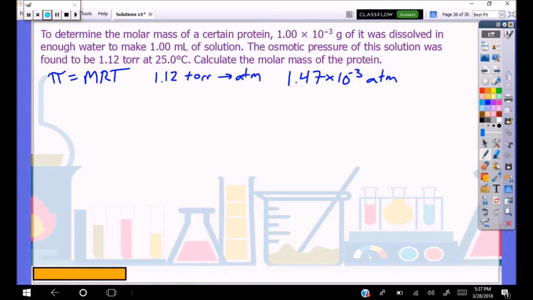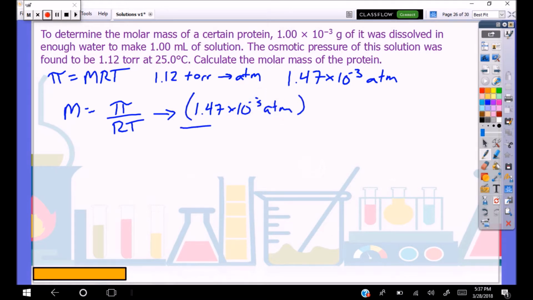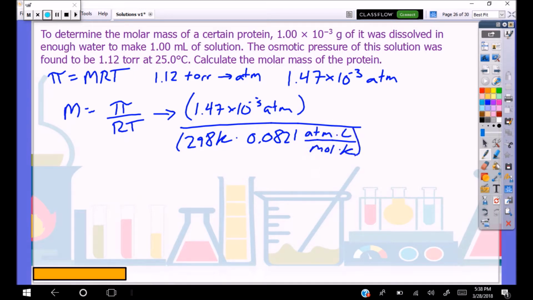And I want to plug that in. So I want to rearrange so that molarity is equal to pi over RT, which means 1.47 times 10 to the negative third atmospheres on the top, and on the bottom I've got 298 K and 0.0821 atmosphere liter per mole Kelvin because it's my gas constant. All right. And when I multiply through the bottom and then divide top by bottom, I get 6.01 times 10 to the negative fifth moles per liter.